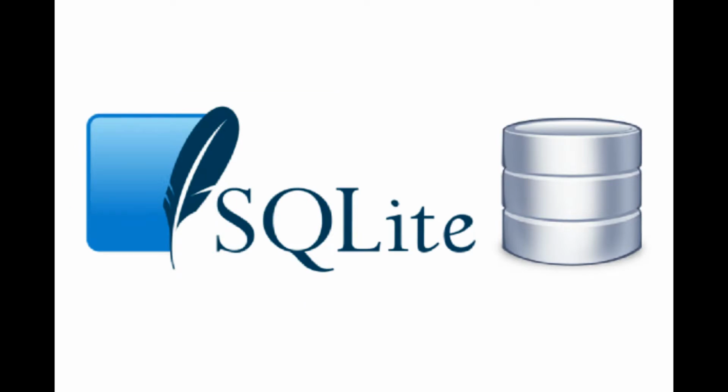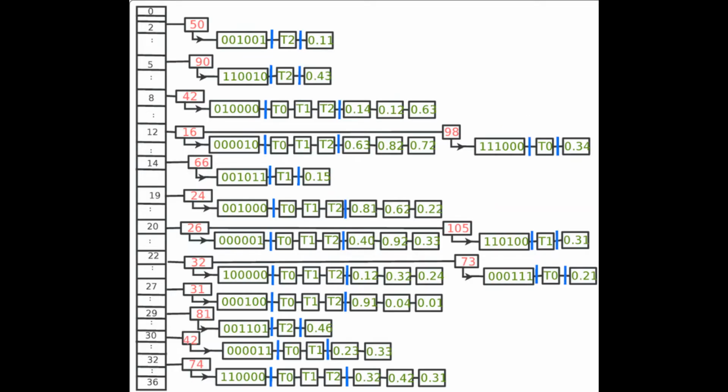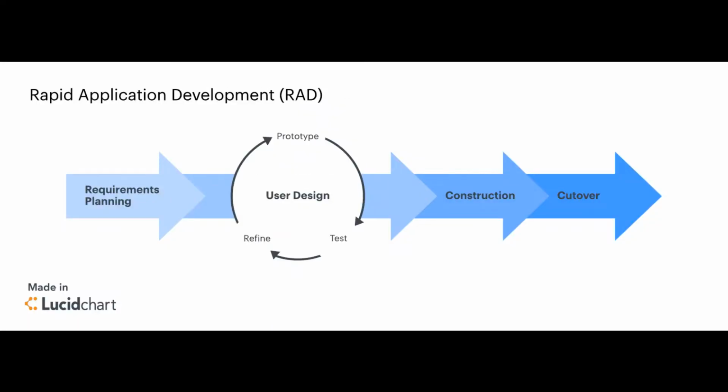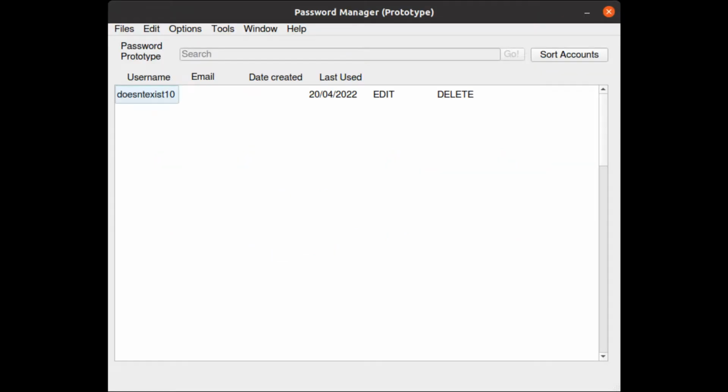The program stores user data to an SQL-like database where passwords are hashed with a SHA-3-512 hashing algorithm. The backbone of the user account system is a hash table, providing quick access with key-value pairs. During development, I followed the rapid application development methodology, which focused on a quick prototype, which is then tested and consolidated into a final product.